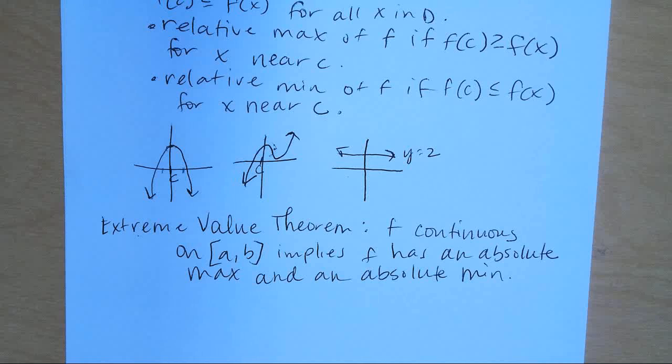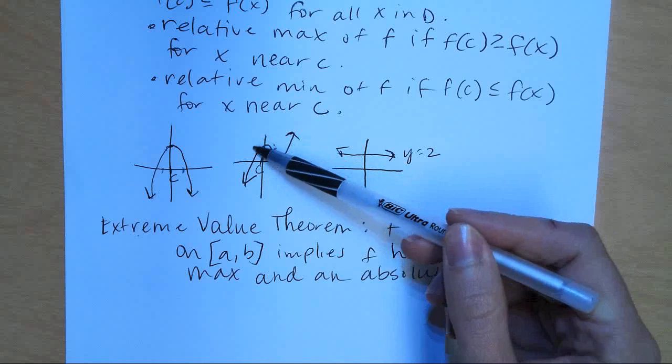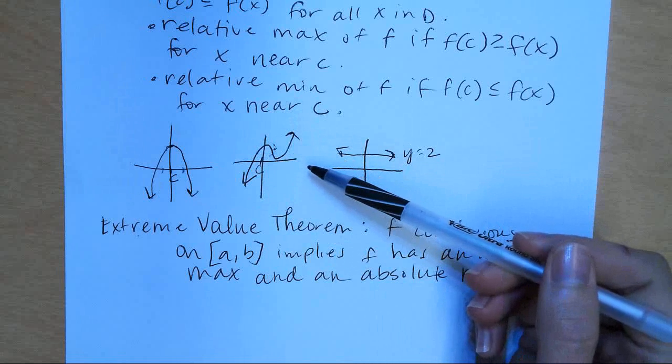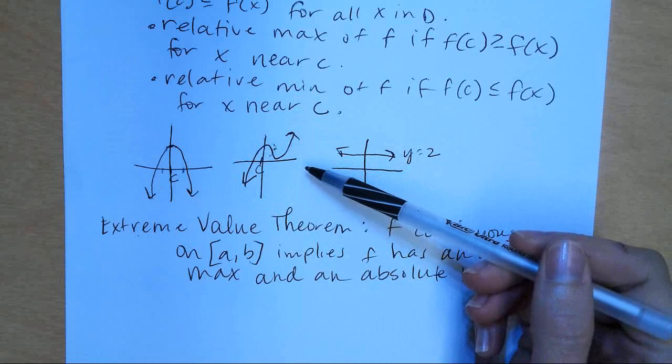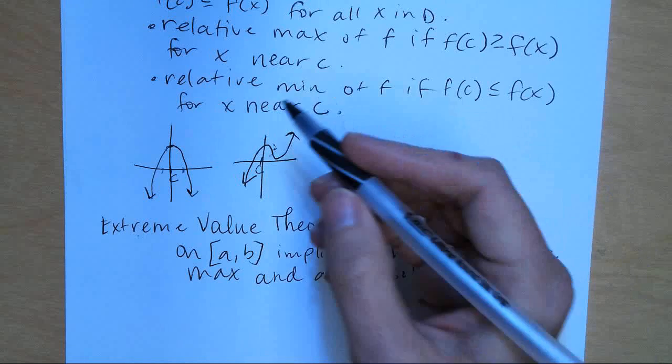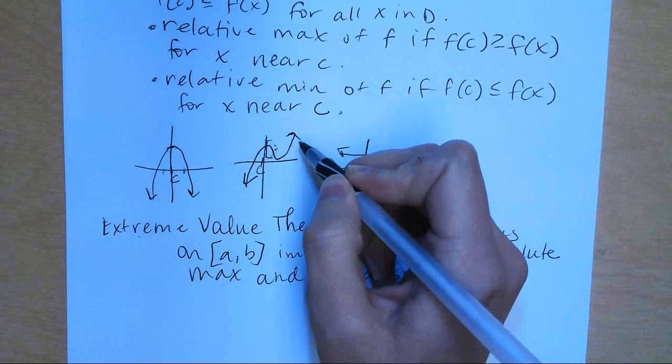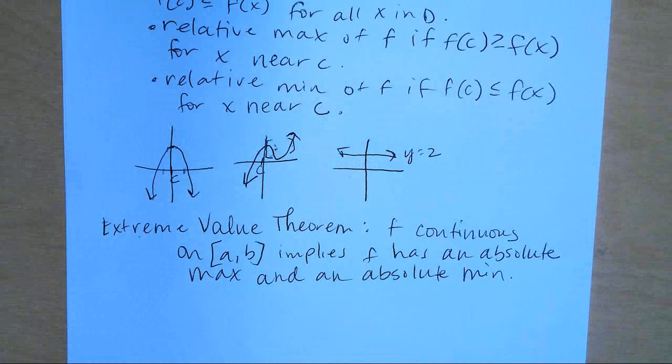Okay, so take this one in the middle. This one didn't have an absolute max or an absolute min, right? What happens if you take a closed interval? So let's say this is my interval. Why does there automatically have to be a lowest or highest point? Because you know the highest point, you know the lowest point.